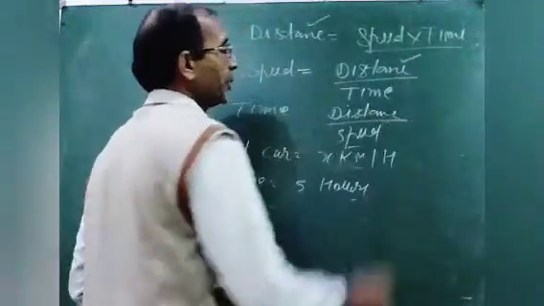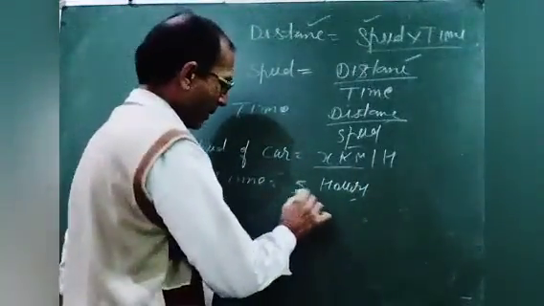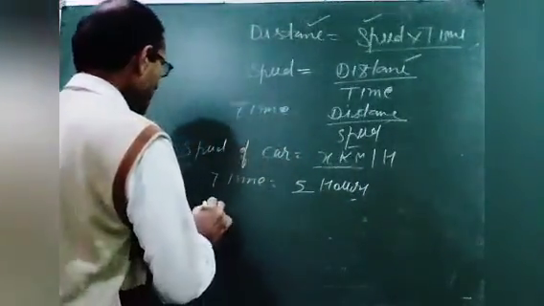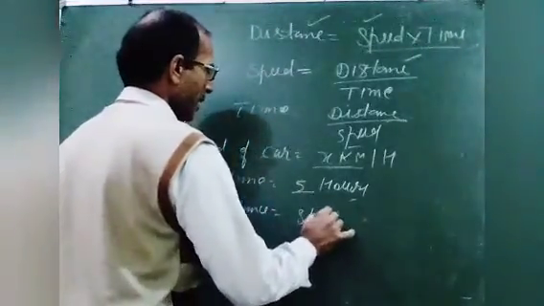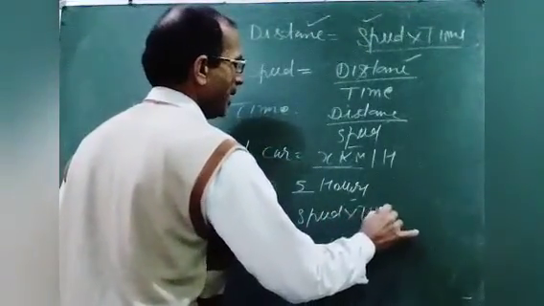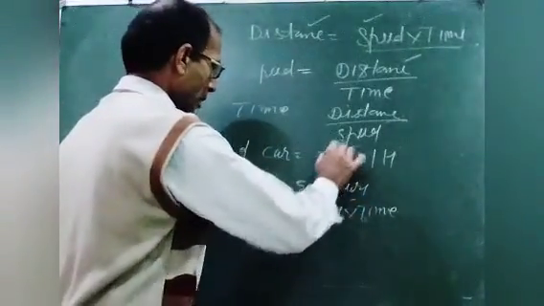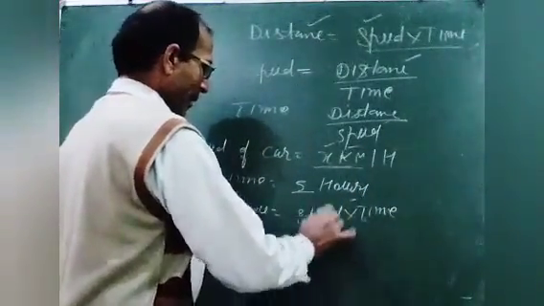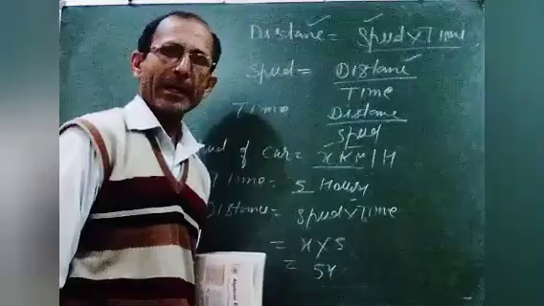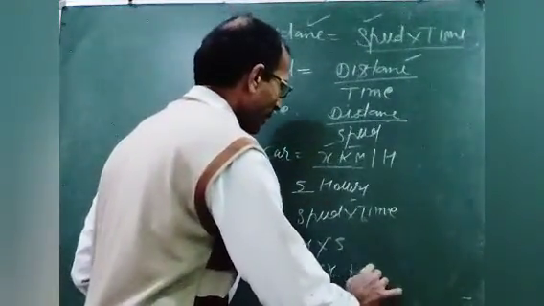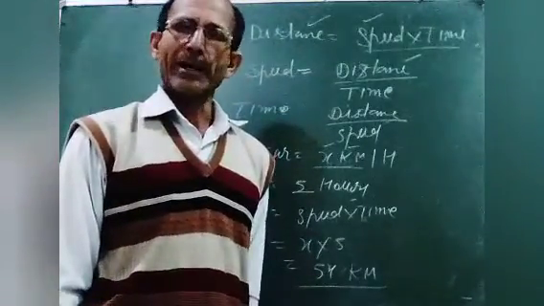So just now I told you the formula. If you have to find distance, speed is there, time is there, so distance will be speed multiplied by time. This is the formula for finding the distance. So speed is x kilometer per hour and time is 5 hours. So how much distance did she cover? 5x kilometer. This is the distance covered by her in 5 hours.